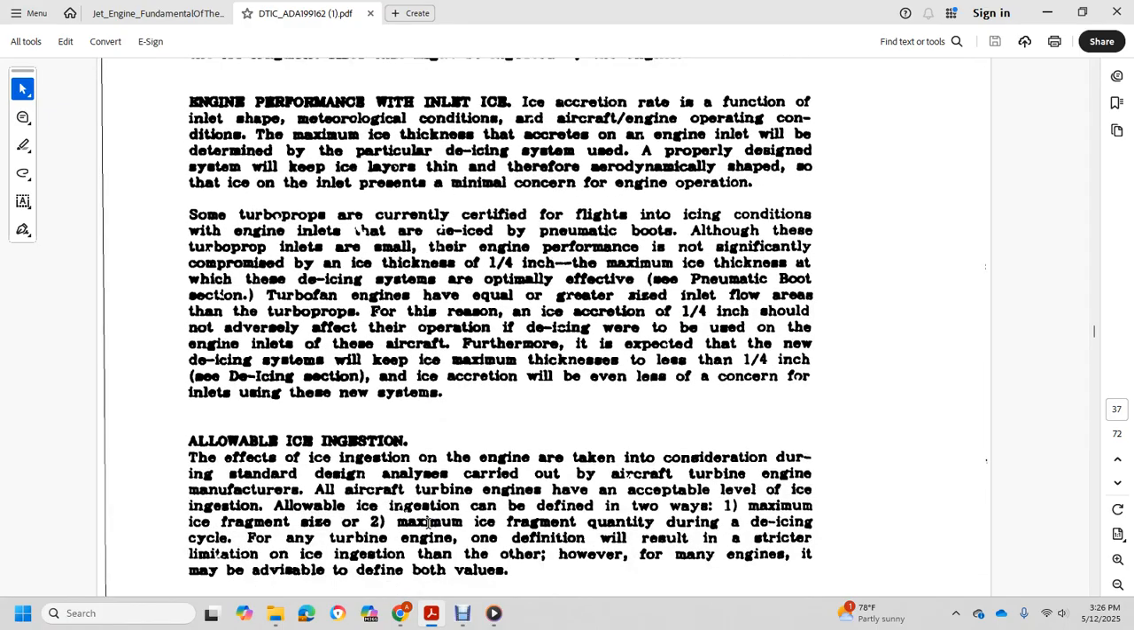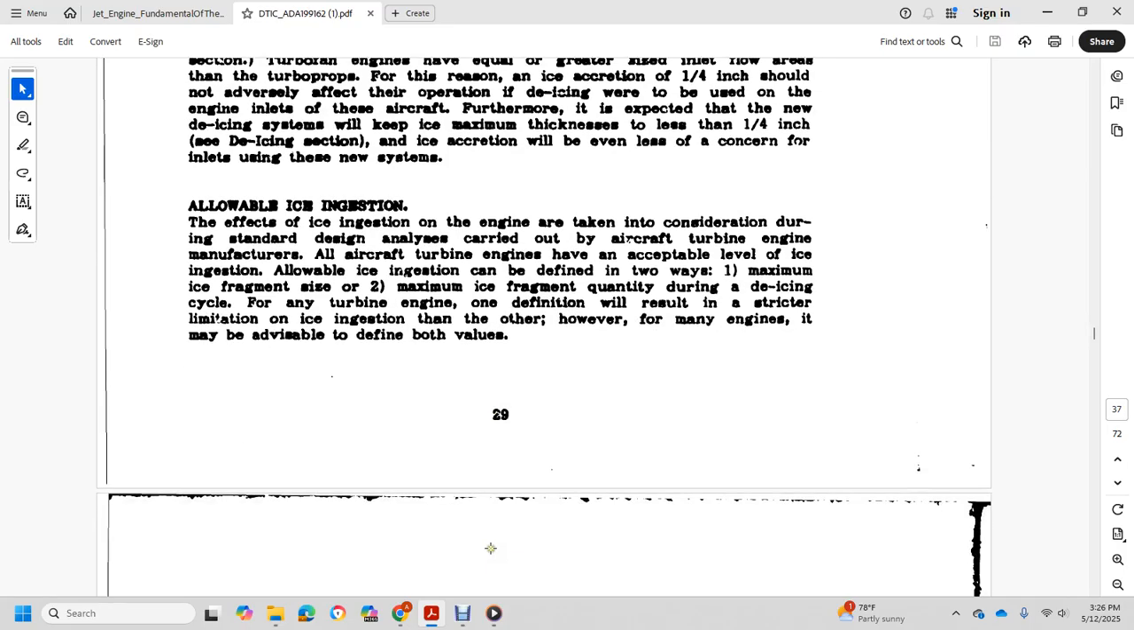Allowable ice ingestion: the ice ingestion effect on the engine should be taken into consideration during an analysis carried out on the aircraft turbine engine with the manufacturer, as all aircraft turbine engines have an acceptable level of ice ingestion. Allowable ice ingestion is defined in two ways: first, maximum ice fragment size; second, the maximum ice fragment quantity during a de-icing cycle. For any turbine engine, one definition will result in a stricter limitation on ice ingestion than the other. However, for many engines it is advisable to define both values.